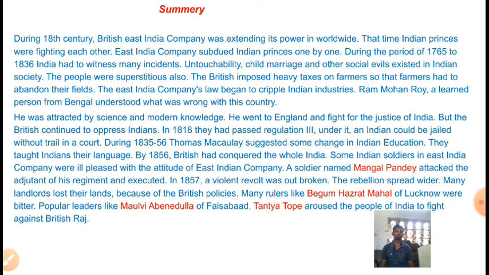Some Indian soldiers in the East India Company were ill pleased with the attitude of the East India Company. A soldier named Mangal Pandey attacked the British people in his regiment. Later on he was caught and hanged. He became a martyr.